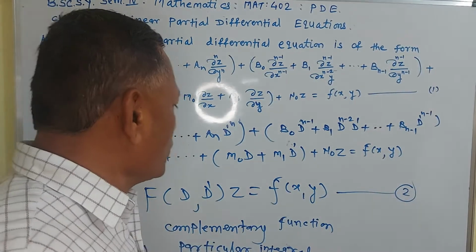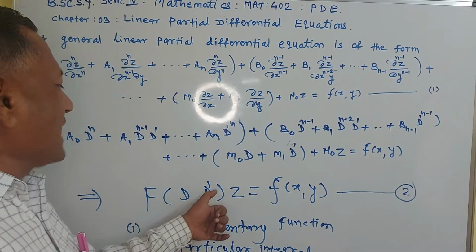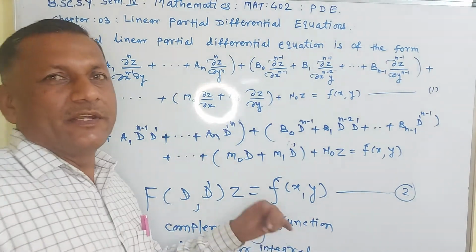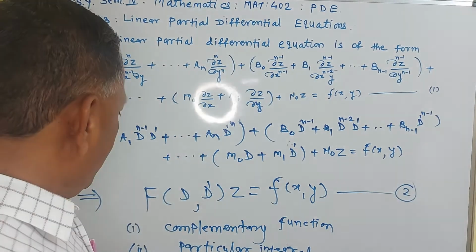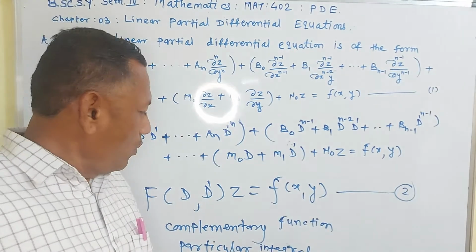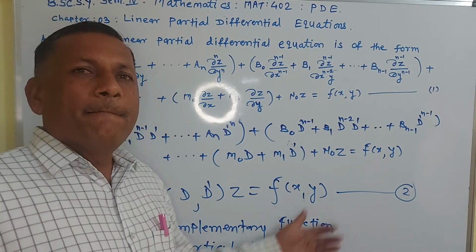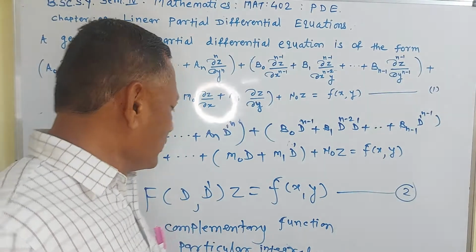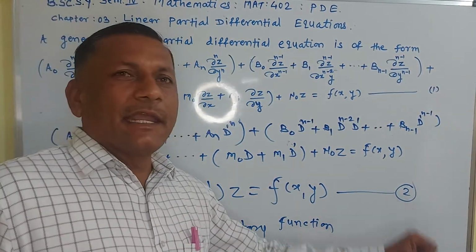When f(x, y) is equal to 0, you get its solution. The solution of f(D, D') operated on z equal to 0 is the complementary function or complementary solution. And the particular integral is the value of z in terms of x and y which satisfies the given partial differential equation and is free from constants, that is, which does not have the arbitrary constant. Such a solution is called the particular integral.